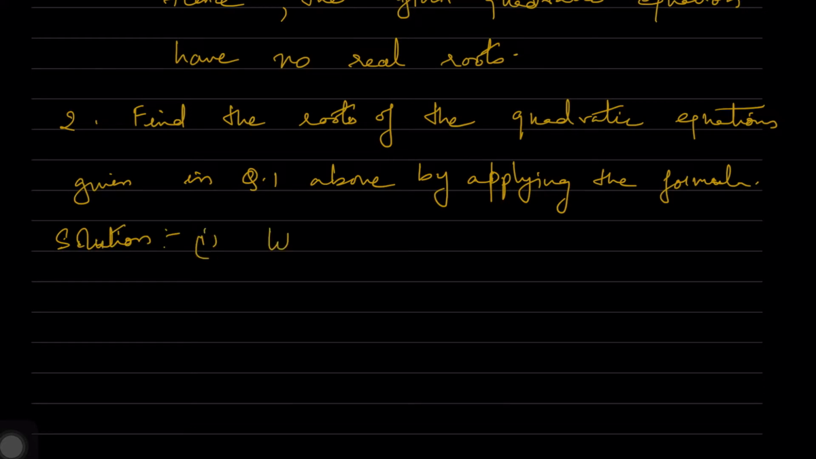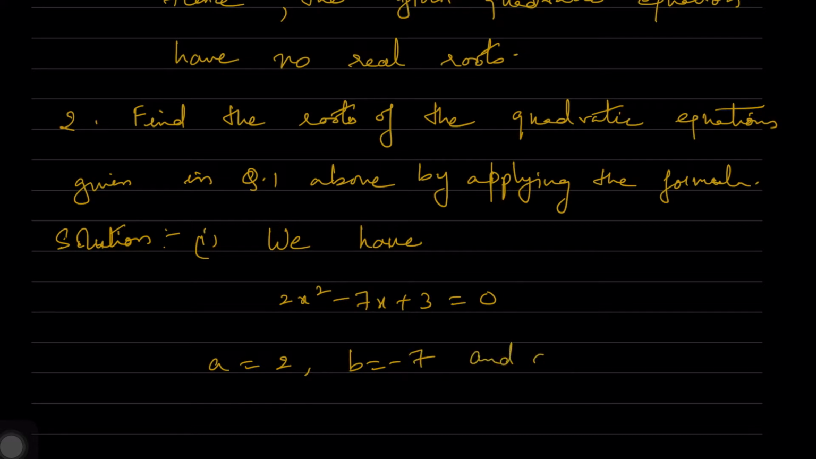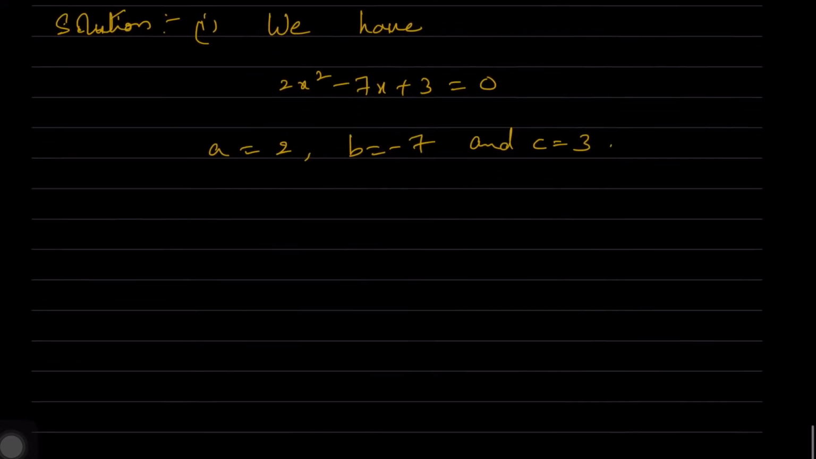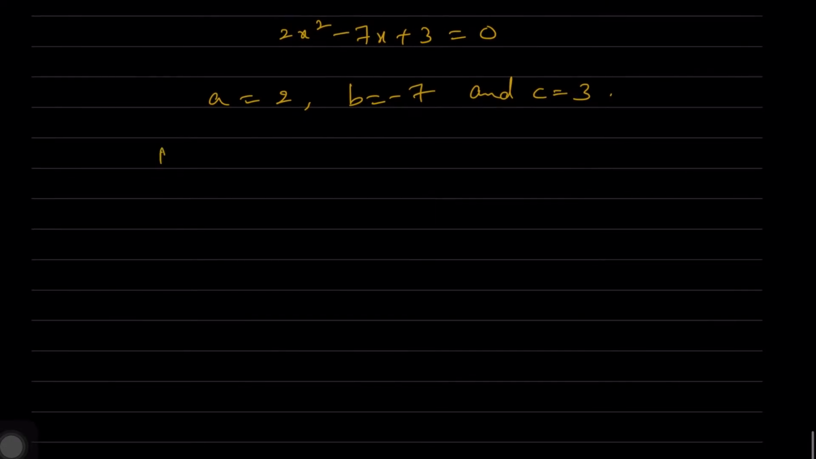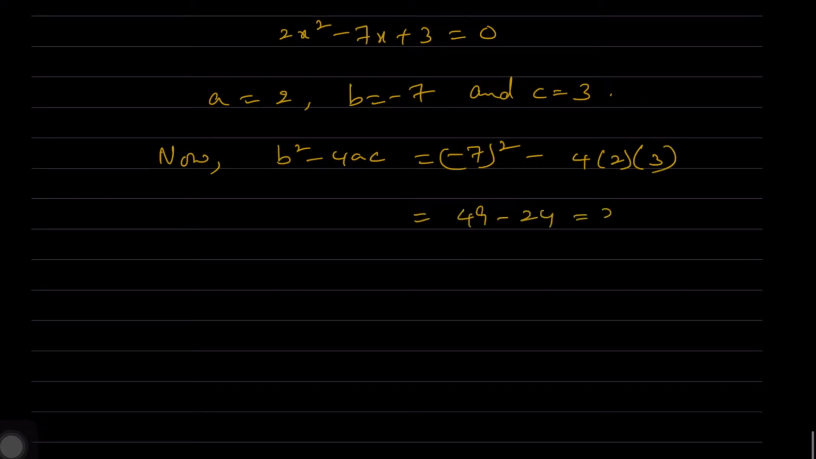First, we have 2x square minus 7x plus 3 is equal to 0. So a is equal to 2, b is equal to minus 7 and c is equal to 3. Now b square minus 4ac is equal to minus 7 whole square minus 4 into 2 into 3, which is equal to 49 minus 24, which is equal to 25.